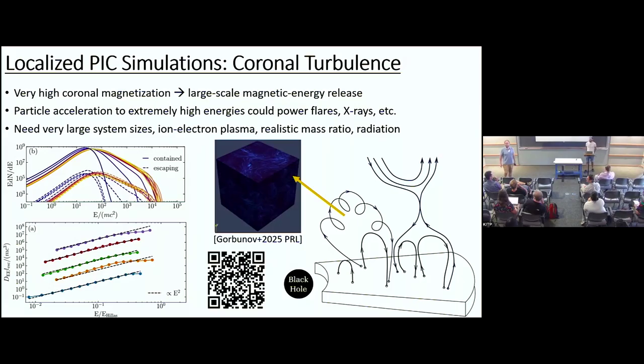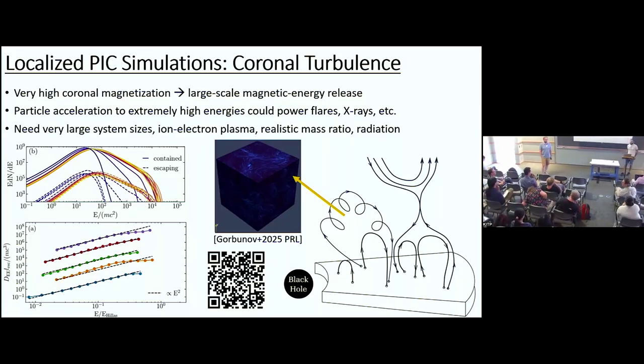I was wondering about the leaky box prescription. When you delete particles from the box, do they have kind of an energy-dependent escape probability? And do you expect this to affect the steady-state spectrum, things like this?